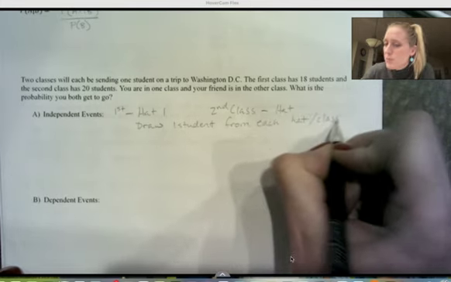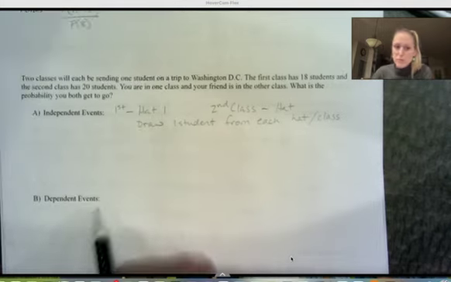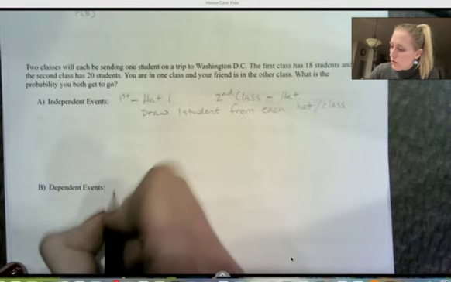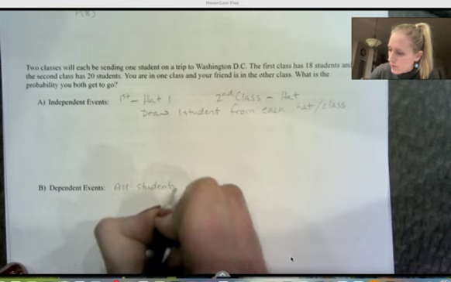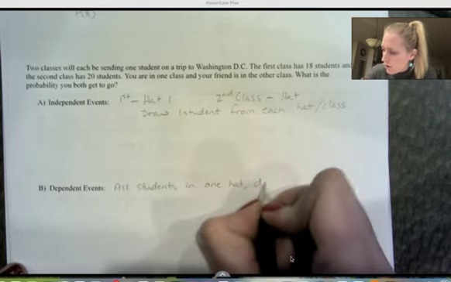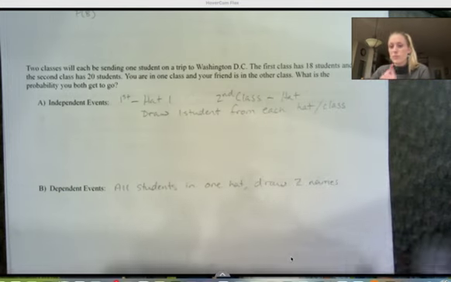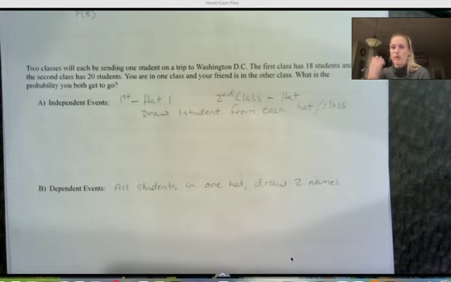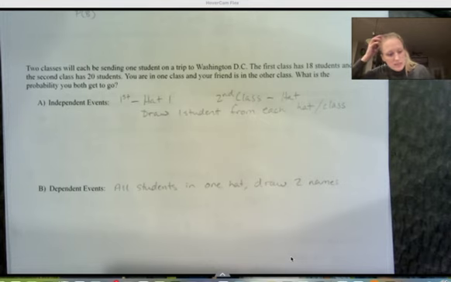So this is independent because hat 2 does not depend on what happens with hat 1. Now a dependent case would be doing this the other way, where all students are in one hat and you draw two names. Drawing the first name will affect drawing the second one, right? Your probability changes after one is already drawn. Drawing one out of each, those probabilities are separate.